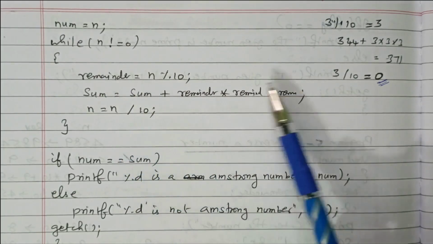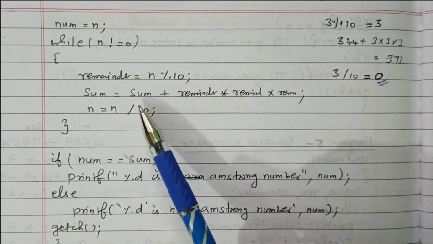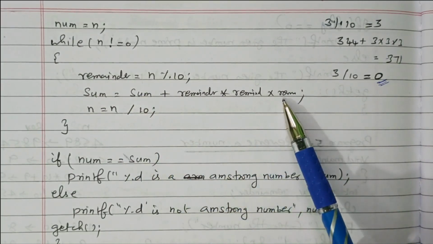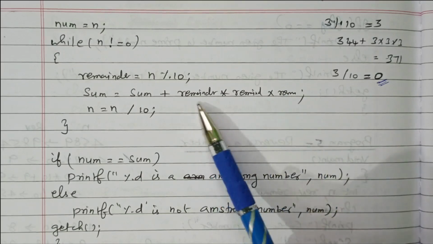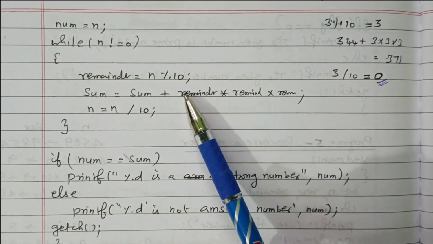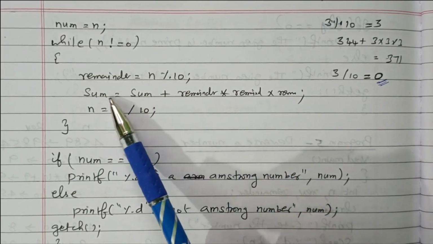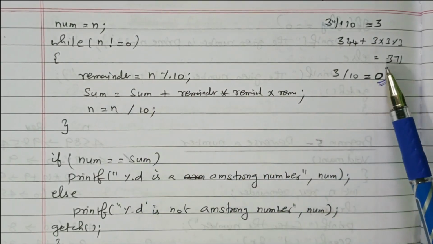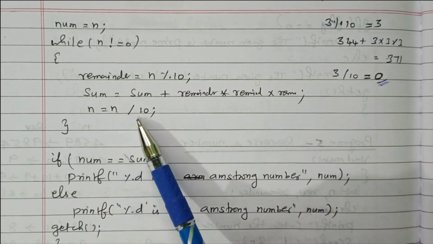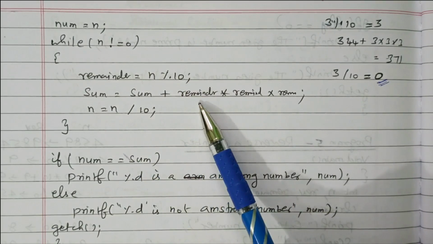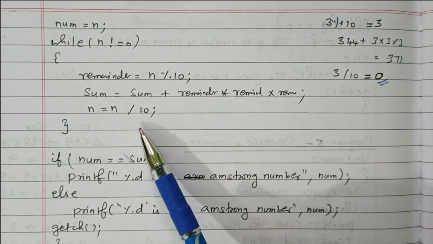Sum equal to sum plus remainder into remainder into remainder, because the cube of the value should be added, right? The sum is initially 0. The first digit's cube is taken, then it is added. In order to reduce the digit, we divide by 10. So these are our 3 processes: modulo division by 10, adding the cube of the value, and dividing by 10.